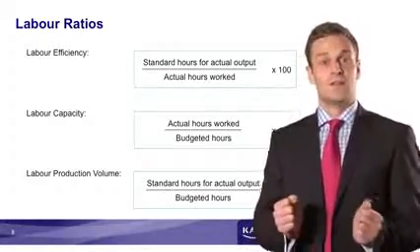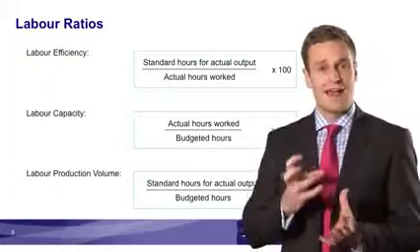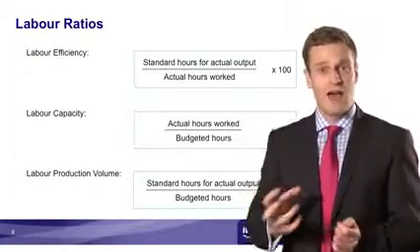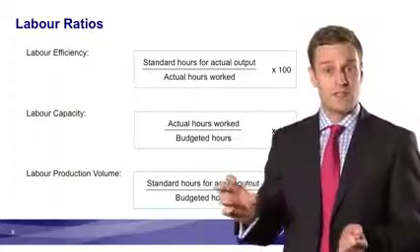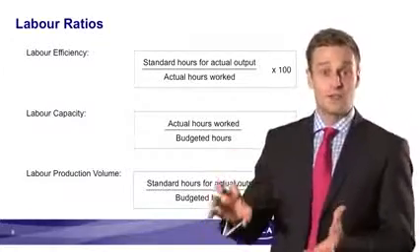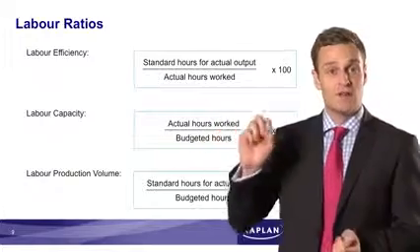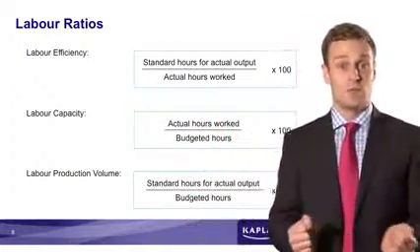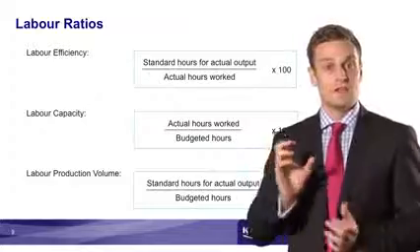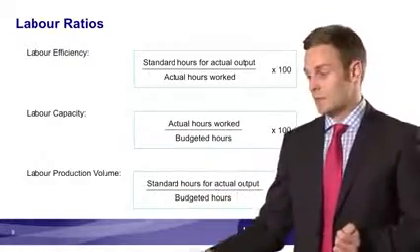The third ratio is known as your labour production volume, which is essentially an activity ratio, looking at how hard we want our staff to work. So it's how long we expect them to take for their actual output, which is their standard hours again, this time divided by the budgeted hours. So it's how long they should take divided by how long we have budgeted for them. And again, times that by 100 to get your percentage. So they're the three main labour ratios you're going to need to know for your F2 exam.